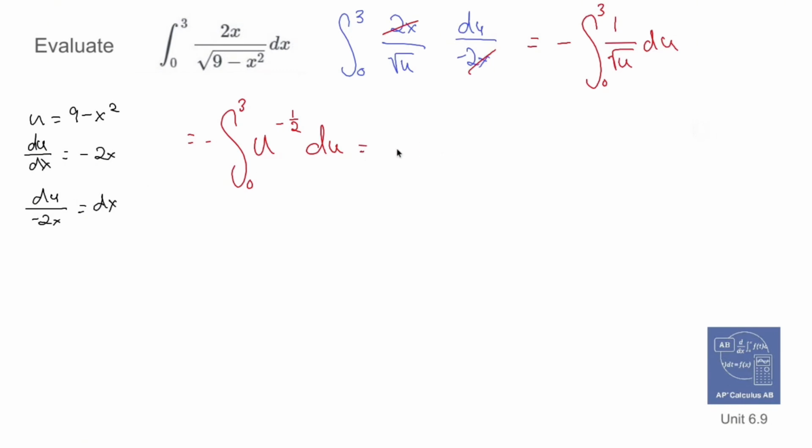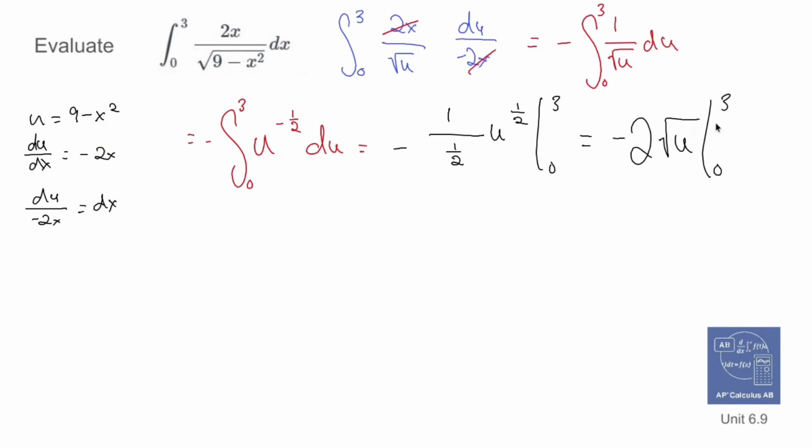The negative is lingering. Okay, you are going to be 1 over negative 1/2 plus 1, which is a positive 1/2, u to the negative 1/2 plus 1, which is positive 1/2. My limits of integration are still going to be 0 and 3, but with the x's. Let's clean this up a little bit. Let's bring that 1 over 2, flip it and multiply it to the top to get negative 2. Let's rewrite this back as the square root of u, with my limits of integration being 0 and 3. But again, my limits of integration are 0 and 3 for the x, not the u.